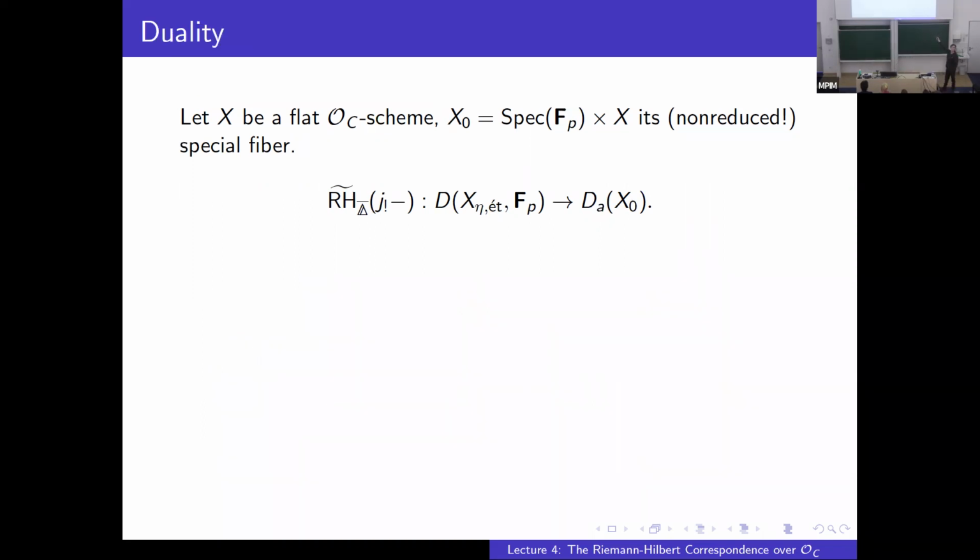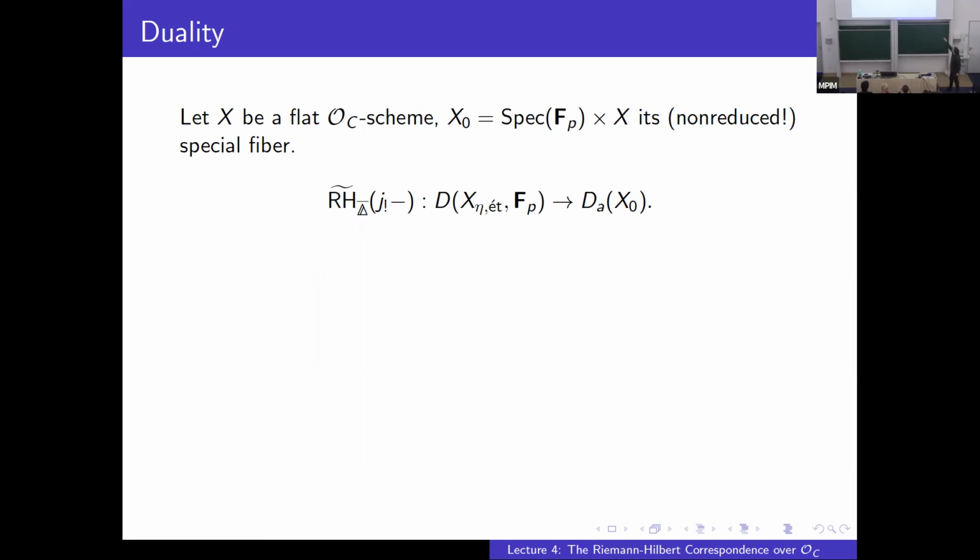Another thing: once you know that this construction has some good finiteness properties, you can ask how it interacts with duality. So let's be in the same setting as the previous slide. Let me think about Riemann-Hilbert just as going from p-torsion étale sheaves on the generic fiber to quasi-coherent sheaves on X0.